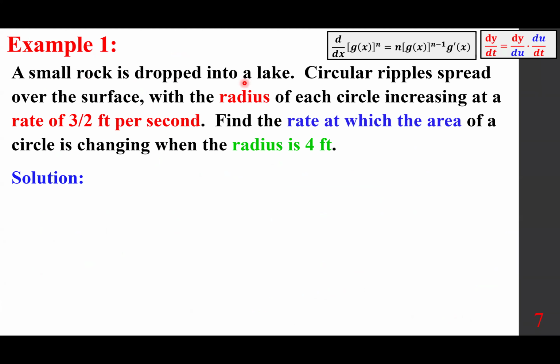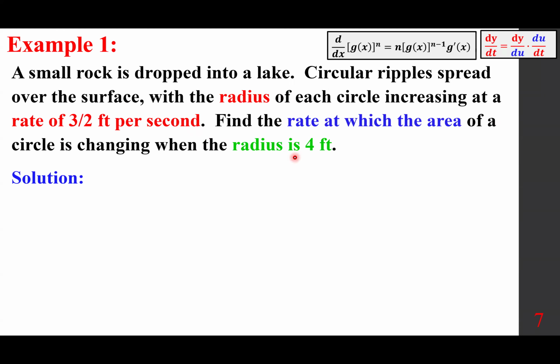A small rock is dropped into a lake. Circular ripples spread over the surface with the radius of each circle increasing at the rate of 3/2 feet per second. Find the rate at which the area of a circle is changing when the radius is 4 feet.